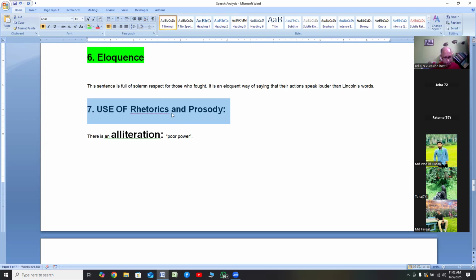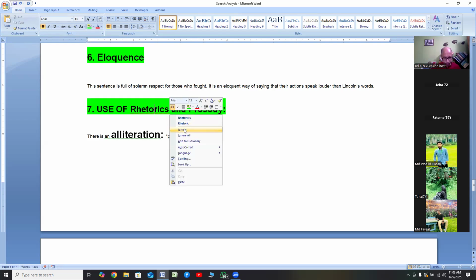So ornaments are usually used to beautify language. So rhetoric or rhetorical devices are used to beautify language. And prosody, elements from prosody, are used to make language musical.